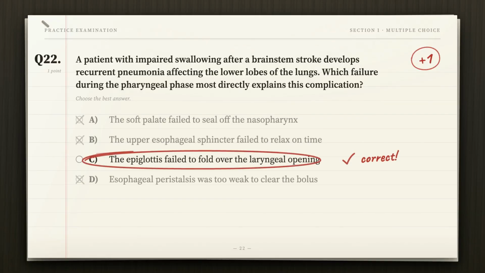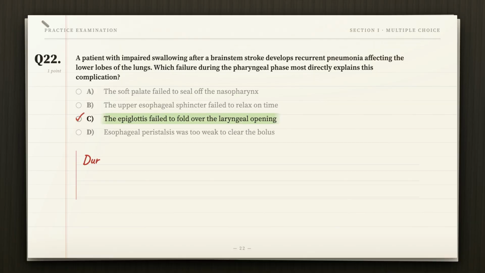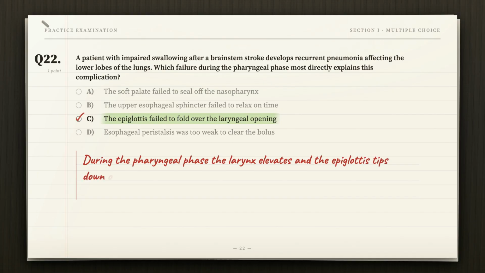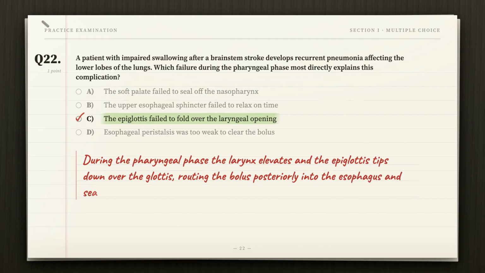The correct answer is C. The epiglottis failed to fold over the laryngeal opening. C is correct because during the pharyngeal phase, the larynx elevates and the epiglottis tips down over the glottis, routing the bolus posteriorly into the esophagus and sealing the airway. When that closure is mistimed, material enters the trachea and reaches the lungs, which is aspiration and the direct cause of aspiration pneumonia.